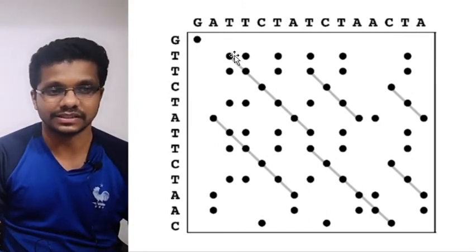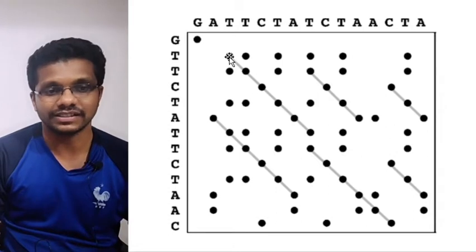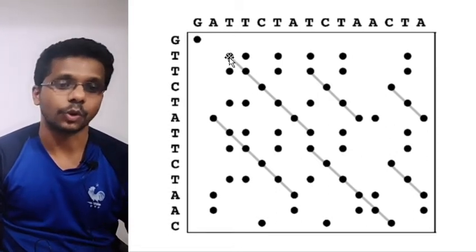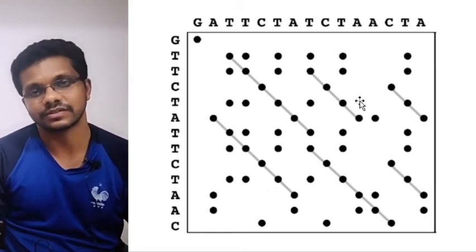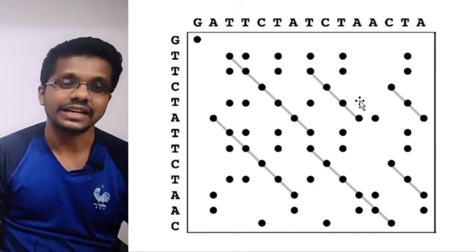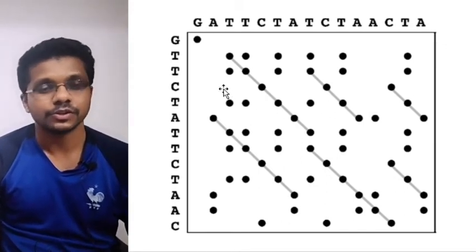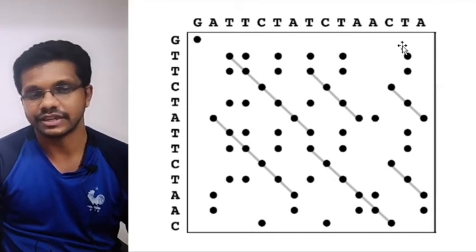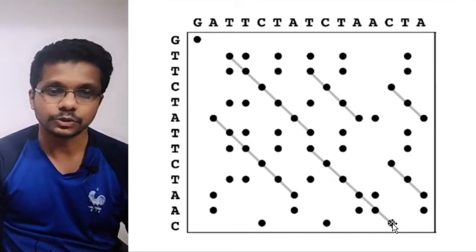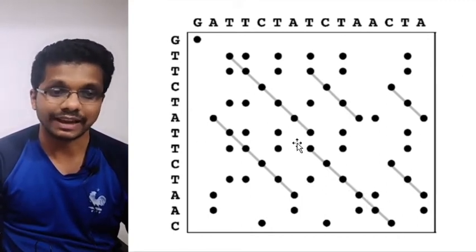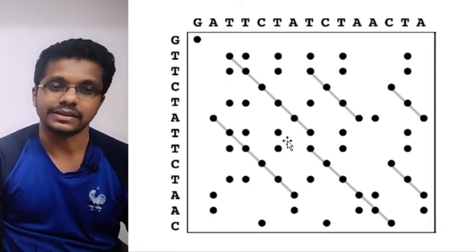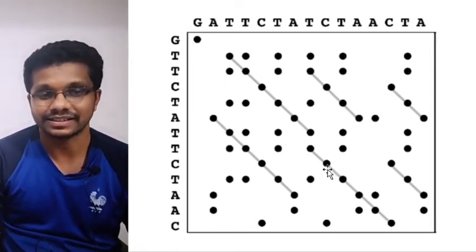Here you can see it is a T and it is a T, so they are similar. We will put a dot here. So all the dots in this figure represent similarities between two different sequences. After making this matrix, after filling in all the dots, we are trying to connect the dots diagonally. A diagonal line in this dot matrix represents a similarity.